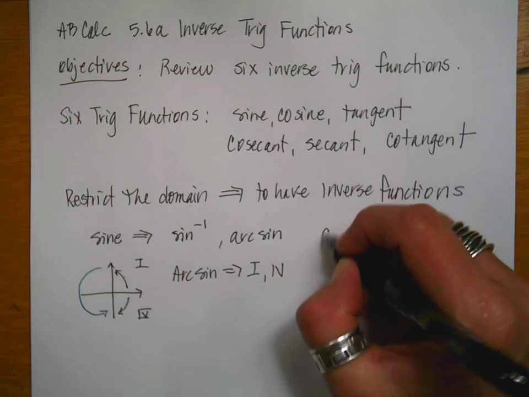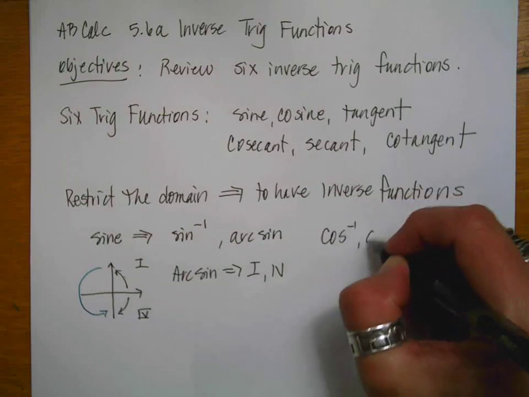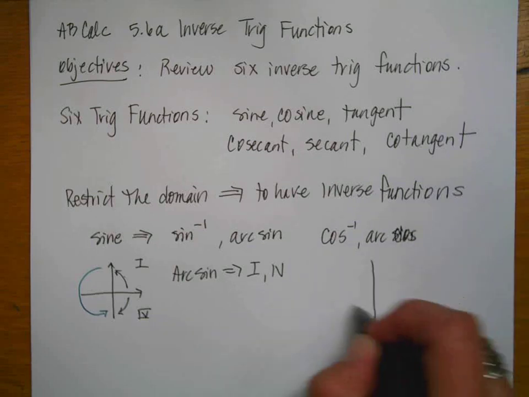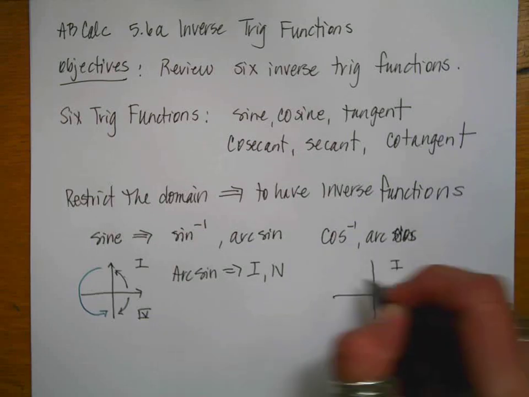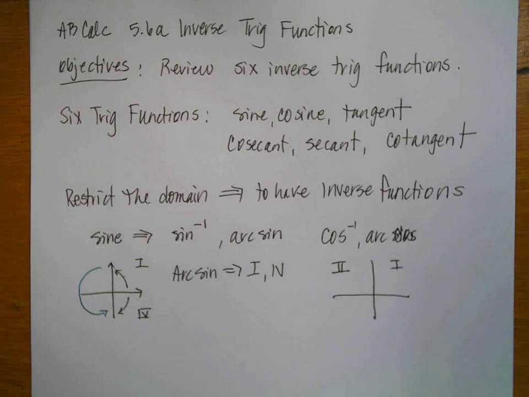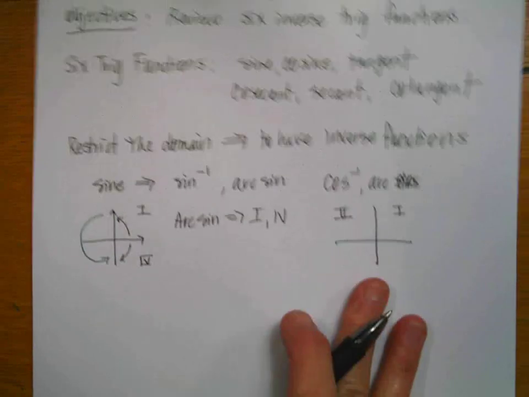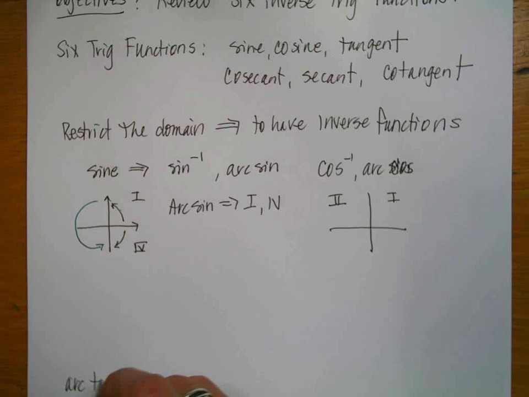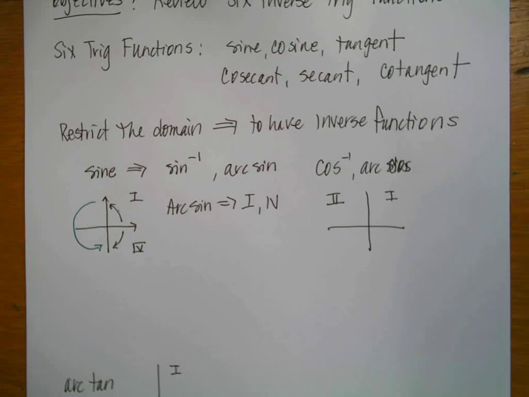Okay, if I have arc cosine, that is restricted to quadrants 1 and 2. Okay, and I'm leaving some space on purpose because we're going to look at the graphs. If I have arc tangent, that is also restricted to 1 and 4, okay? So let's go back and look at the graphs of sine and cosine and then look at the graphs of their arcs.